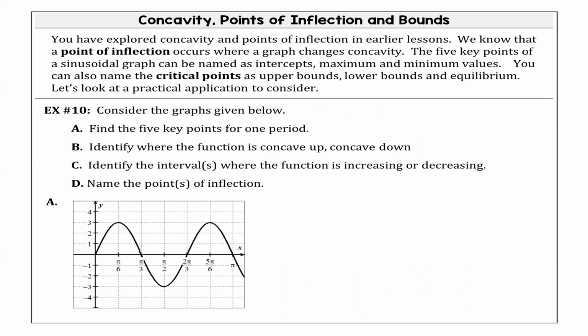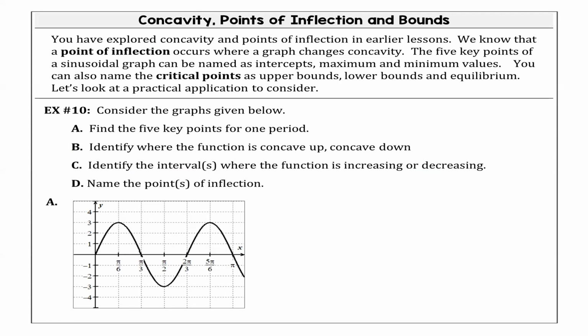So concavity. We've discussed concavity as a non-trig function, right? With our polynomials and our quadratics. Well, quadratic is under polynomial, but logs, exponentials. We've been doing concavity all year long, right? So we know that a point of inflection occurs where a graph changes concavity. So the 5 key points of a sinusoidal graph can be named as intercepts, max, and minimum values. You can also name the critical points as upper bounds, lower bounds, and equilibriums. So like where it's leveling out at.